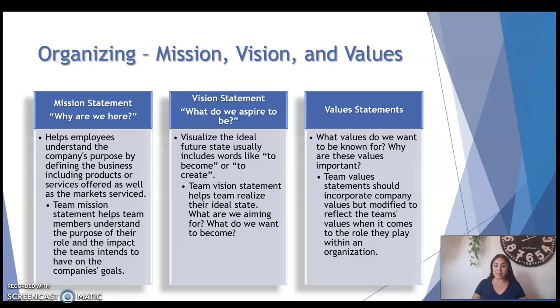And then there's value statements. What values do we want to be known for? And why are these values important? You'll understand the values for your organization, but then you want to create some team values as well. Team value statements should incorporate company values, but modified to reflect the team's values when it comes to the role they play within the organization.